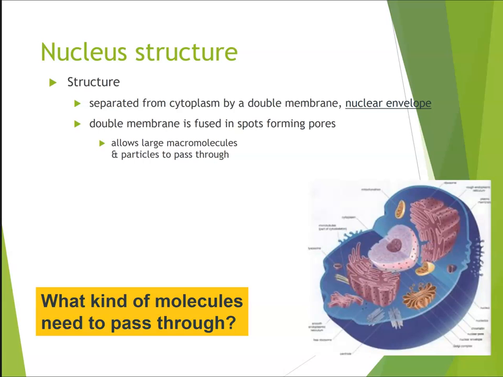The structure of the nucleus: it is surrounded by a double membrane, just like the regular cell membrane. It is sometimes called the nuclear envelope. It's also called the nuclear membrane. It is a double membrane that is fused in spots to form pores, which allow certain molecules, some larger macromolecules, and some other particles to pass through that membrane.